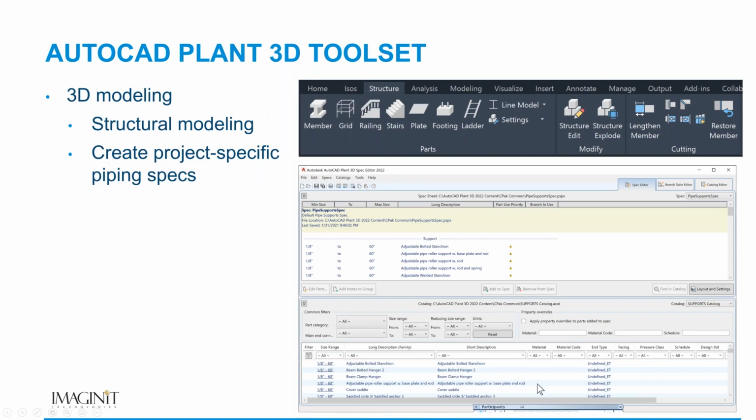So this is more advanced than the MEP, where I can actually go through and specify all of my piping specs in here, and I can harvest that from the drawing, and then I can use my plant spec editor here to update and change and add custom sizes.